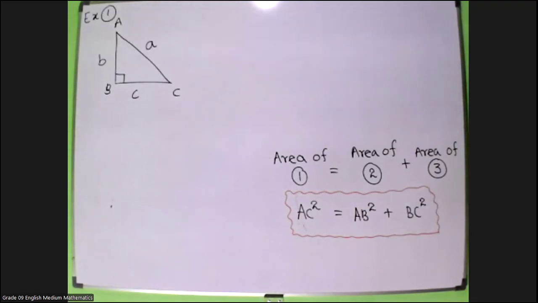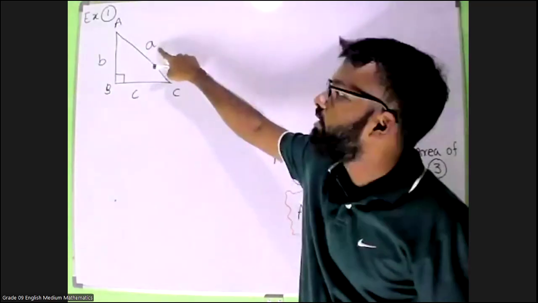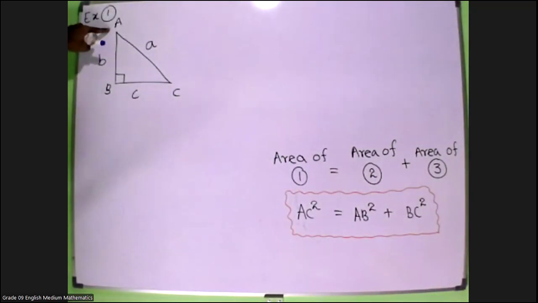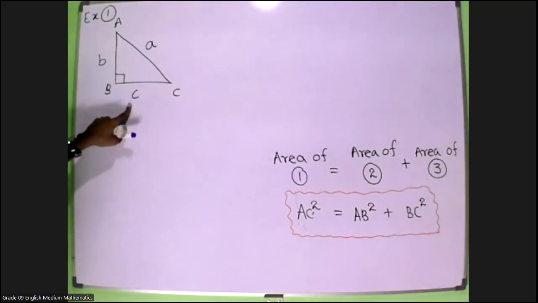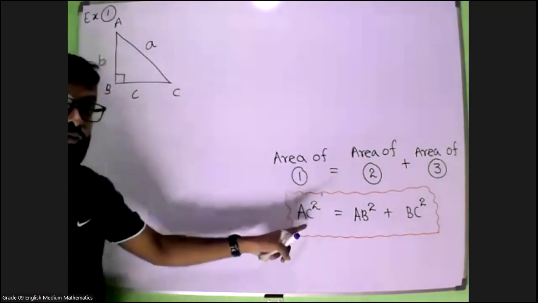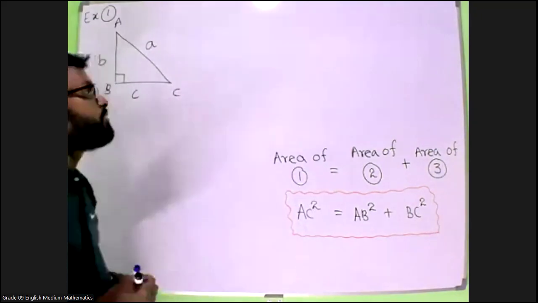Length of the hypotenuse is A, right? AB is B. This BC side is C. So I am going to use these lengths to find our area of the square, right?